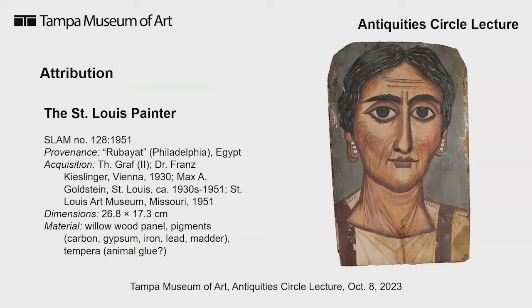So this is the painting after which the workshop is named, the St. Louis painter, because this is at the St. Louis Art Museum, listed as being from Rubaiyat, that is ancient Philadelphia in the Faiyum. It came from the Theodore Graf collection. So we have a confirmation through that. All or at least most of the paintings that Theodore Graf sold must come from Philadelphia. Here, interestingly, the wood is willow, where we're not entirely sure if that was native in Egypt either.